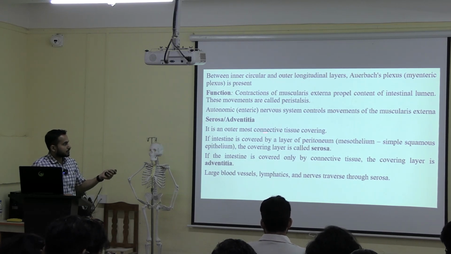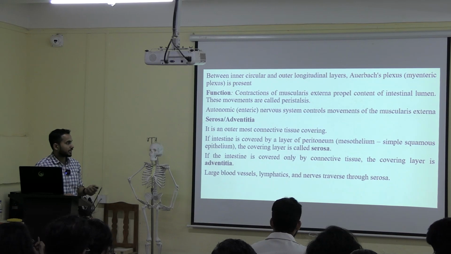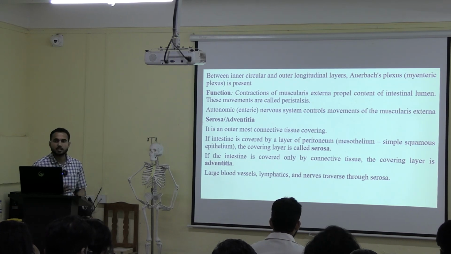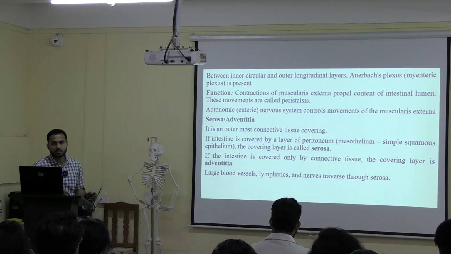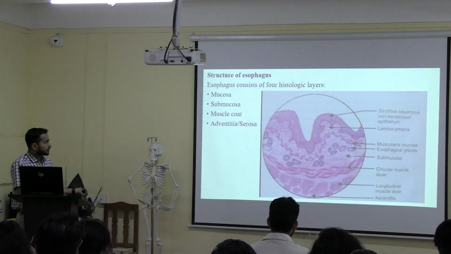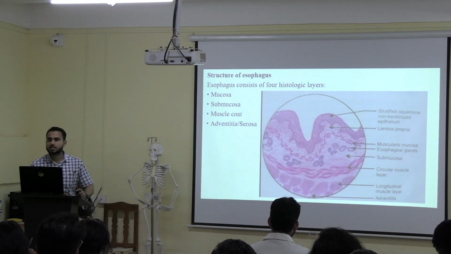So we have already discussed the serosa or adventitia. Where adventitia is there, that means a connective tissue layer, nerves, blood vessels, all those things are present. And in case of serosa, mainly it is covered by peritoneum. Okay. So that is all about the general structure of the GIT.